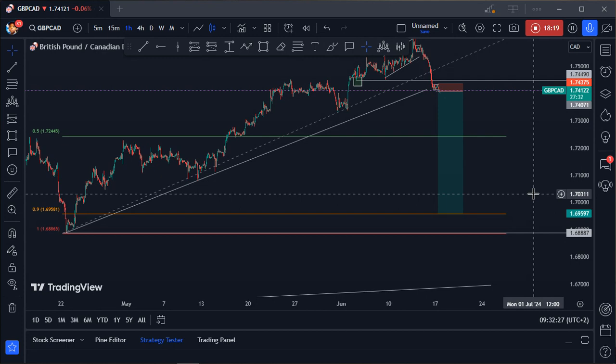So guys, basically that is my first trade for the week, GBP CAD.